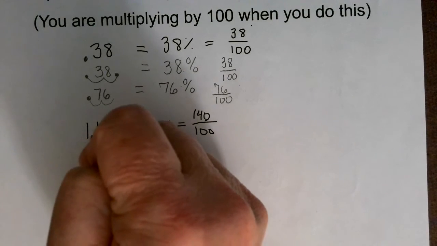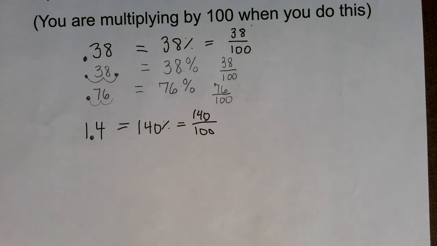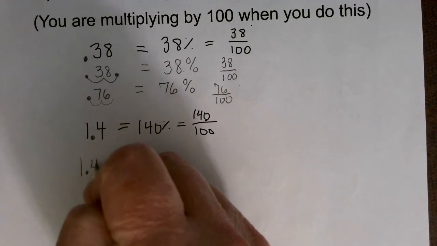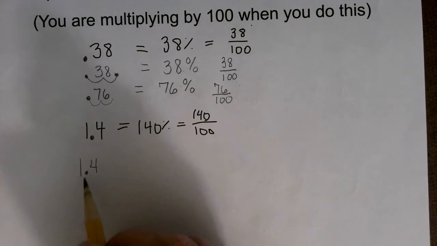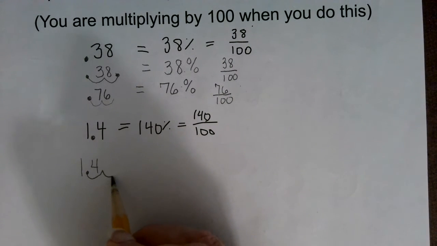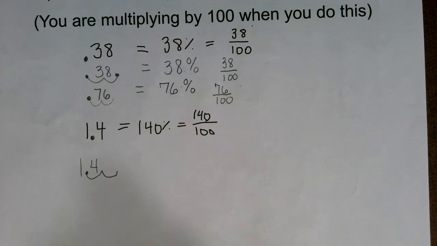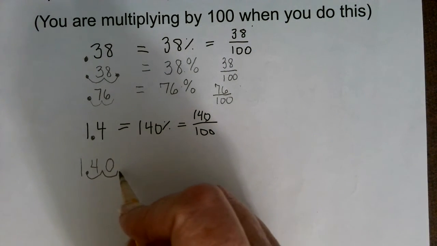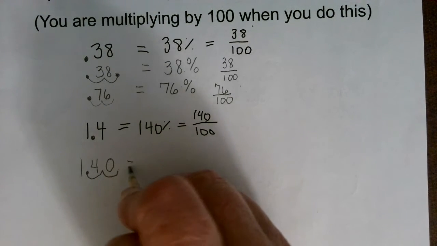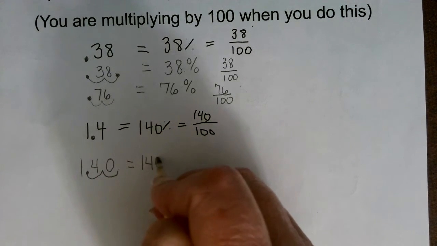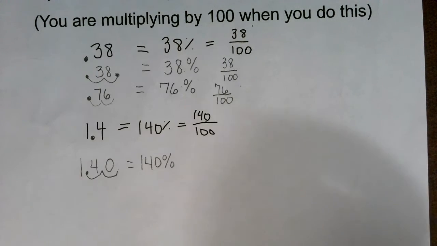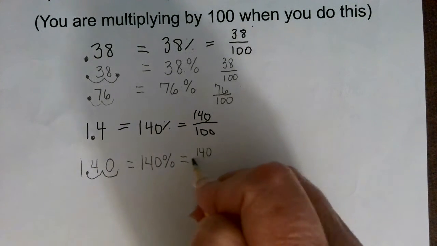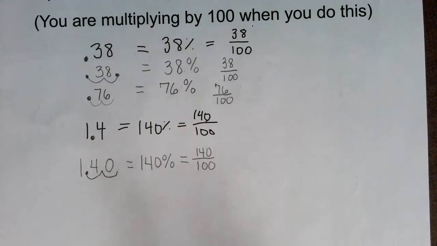Then we've got 1 and 4/10. If I'm trying to move that decimal point 2 places, I move it once, I move it twice. If I move it that second time, I've got to add a 0 in. And now it's at the end, so it's going to be 140%. And then that means 140 out of 100.